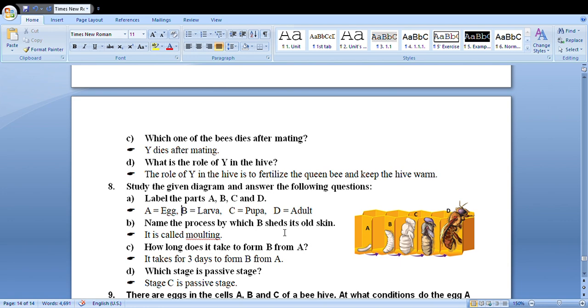Name the process by which bee sheds its old skin. B, that means larva sheds its skin. It's called molting. How long does it take to form B from A? It takes about 3 days to form B, means larva, from A, means eggs. Which stage is passive stage? That's stage C, that is pupa stage is passive stage.